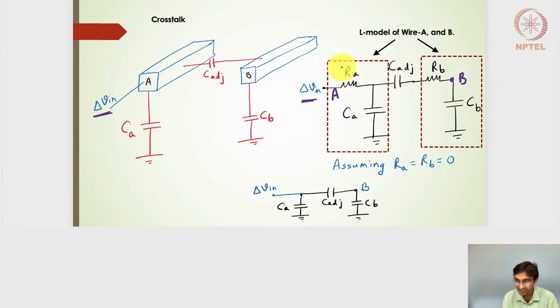If I take out the resistances RA and RB, as an assumption to make it much simpler, and make the resistance 0, then point A sees a capacitance of CA, between point A and B we have C adjacent, the coupling capacitance, and B to ground we have CB. So a change in A will have a change in B, and that change we can easily estimate using the voltage divider method.